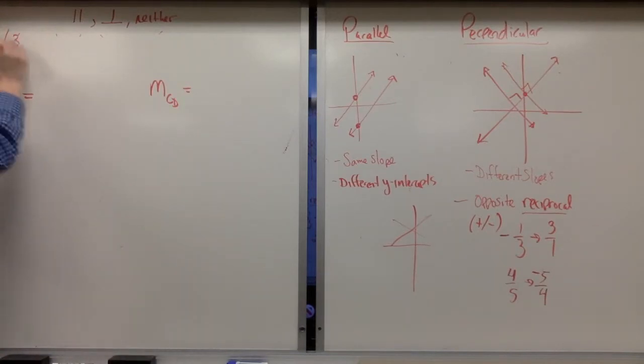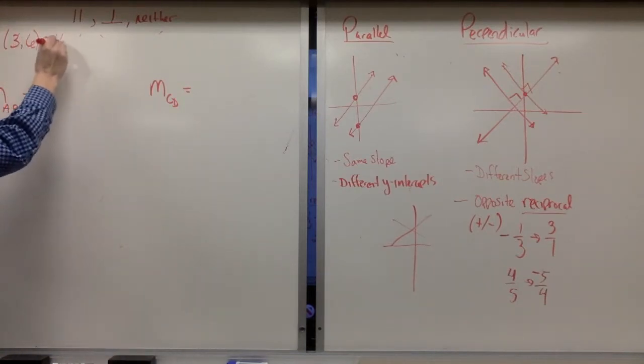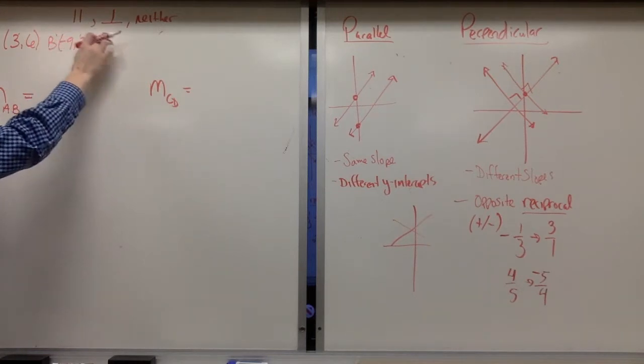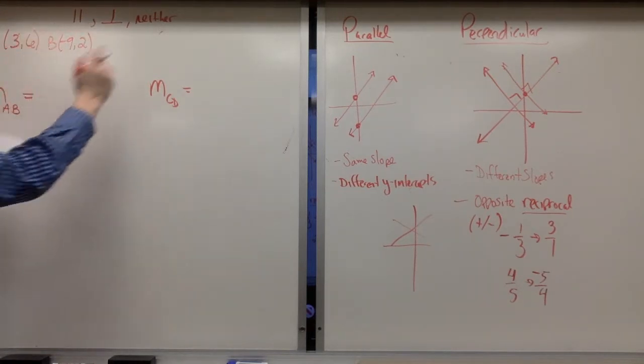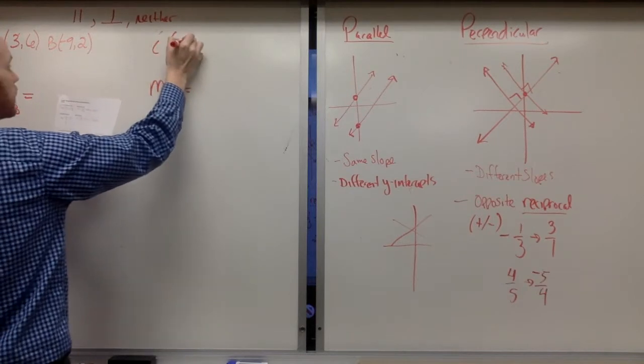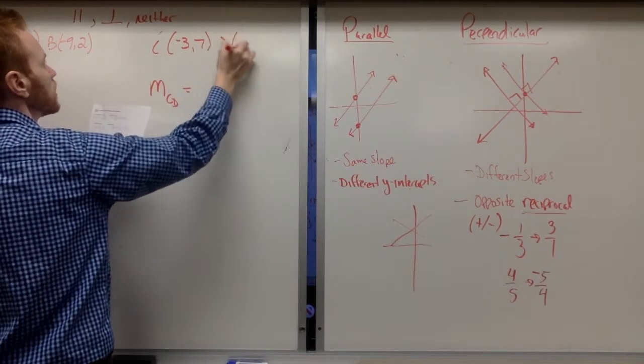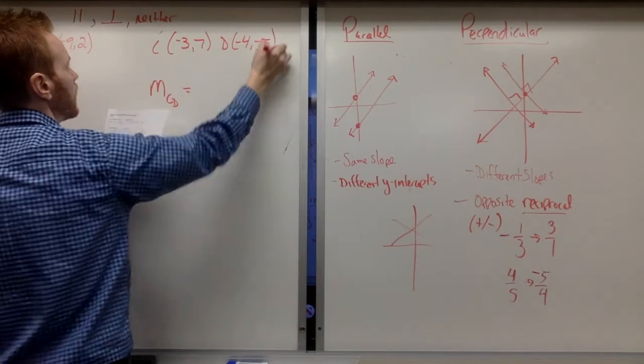A is going to be at 3, 6. Point B is at negative 9, 2. So this is line AB. Now for line CD, we have C at negative 3, 7. D is negative 4, negative 5.